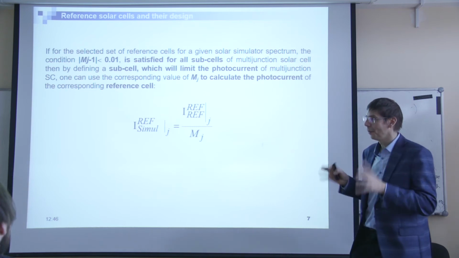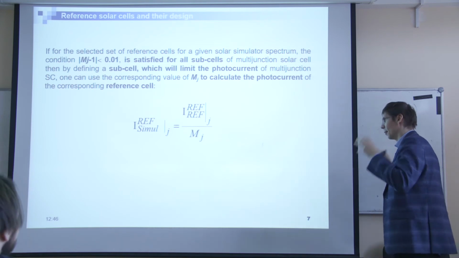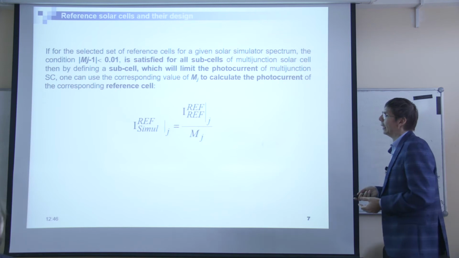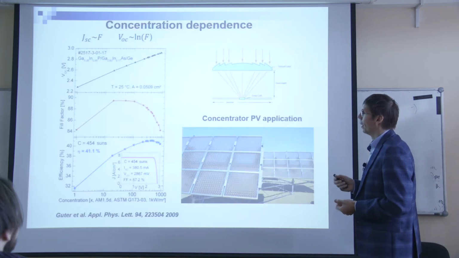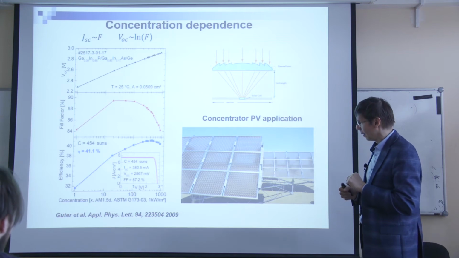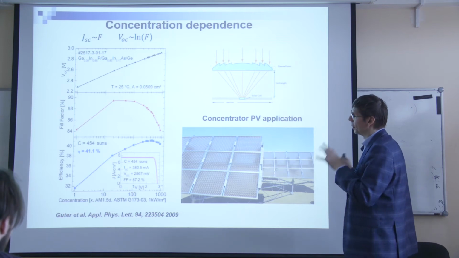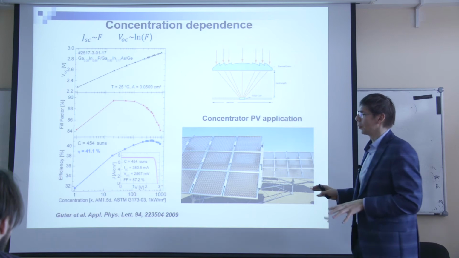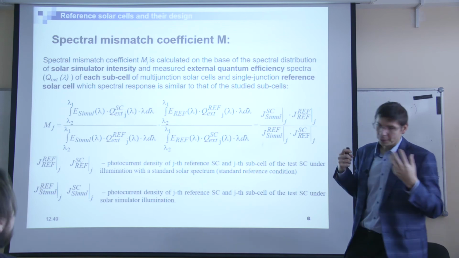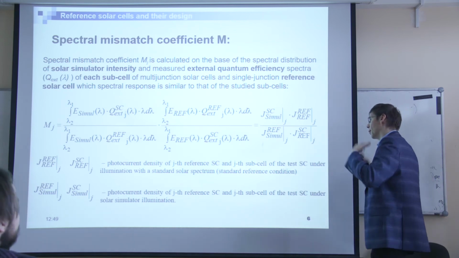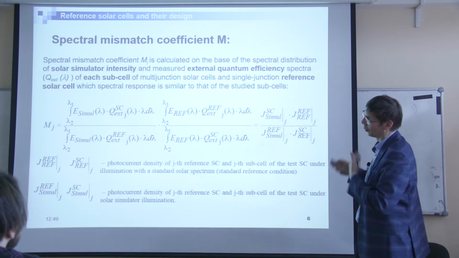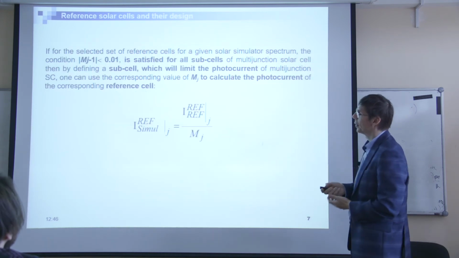But if you want to produce perfect measurements, this is the rule. Just another thing, I would like to demonstrate another quite different approach. So here I'm speaking about how difficult it is to calibrate the intensity of the solar simulator to make a correct measurement of the multi-junction solar cells.